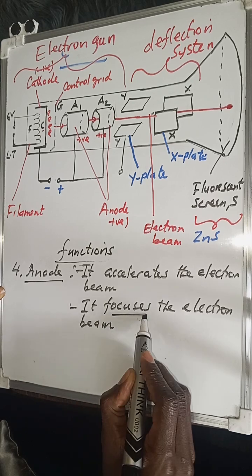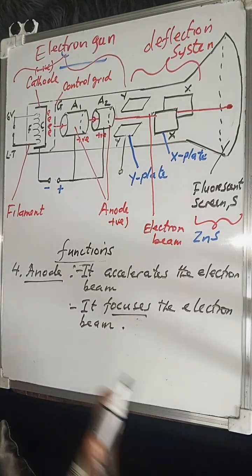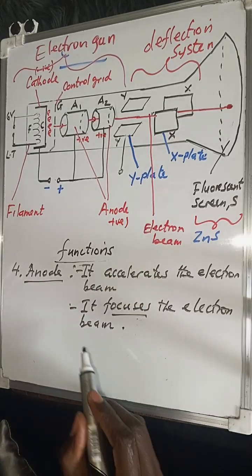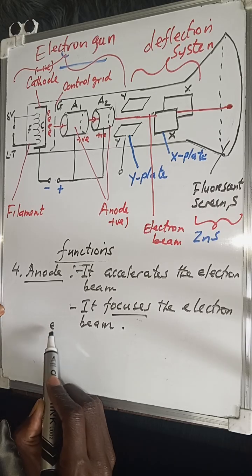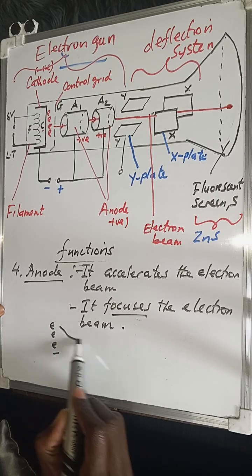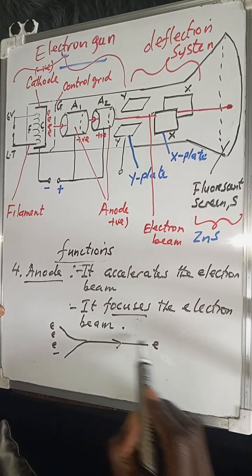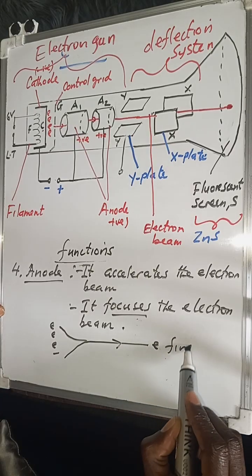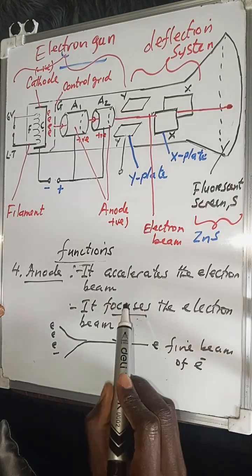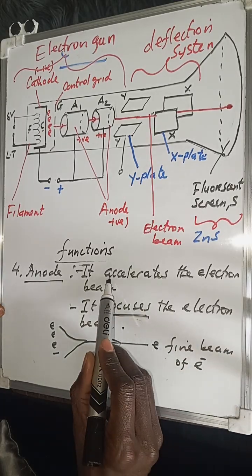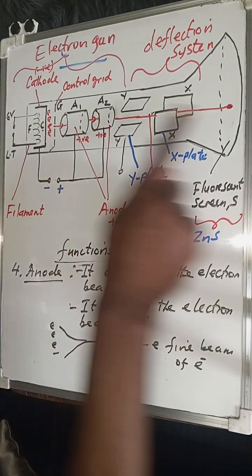Now when we say it focuses the electron beam, it means that instead of a lot of electrons moving anyhow, they are going to be moving in just a straight line. If there were so many electrons, they will all be channeled to form just one fine beam of electrons, and that's what we mean by focuses. Accelerates them, they need to move faster now. So that is what is going to happen.